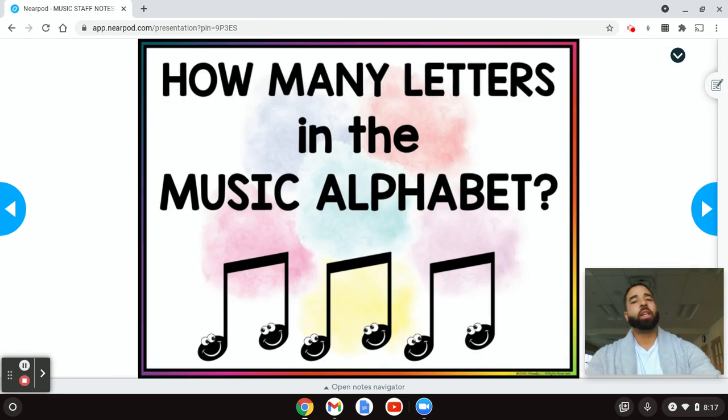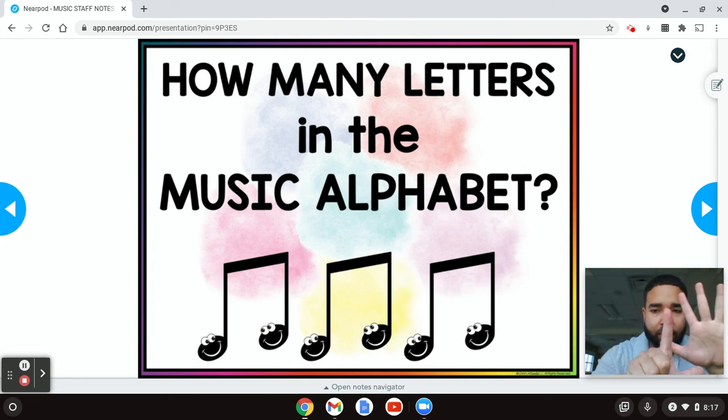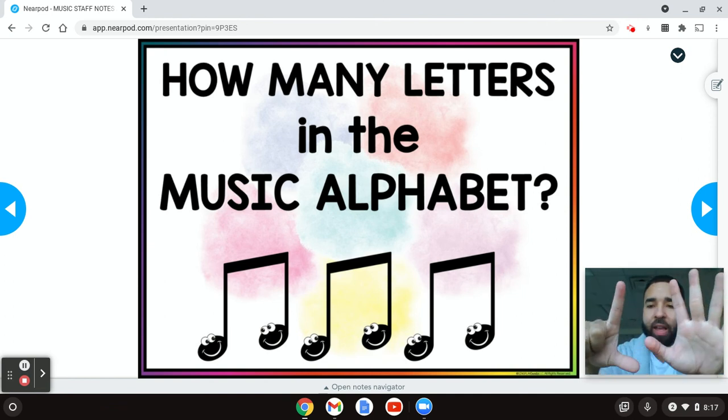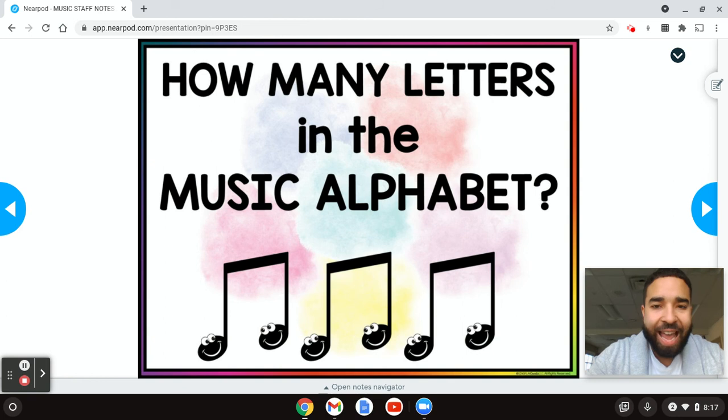How many letters are in the musical alphabet? I just want you to take a few seconds, count on your fingers A, B, C, D, E, F, G. Go ahead and count on your fingers, and then how many fingers are you holding up? You should have been holding up 7 fingers. That's how many letters are in the musical alphabet.